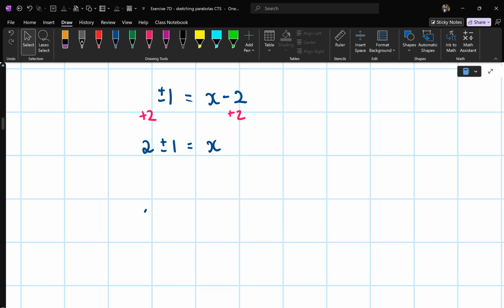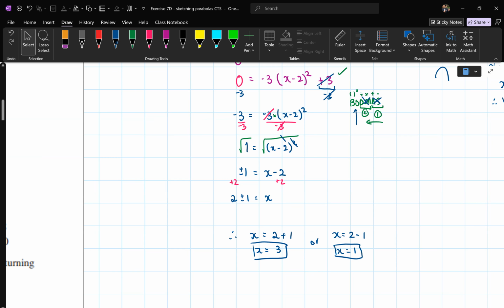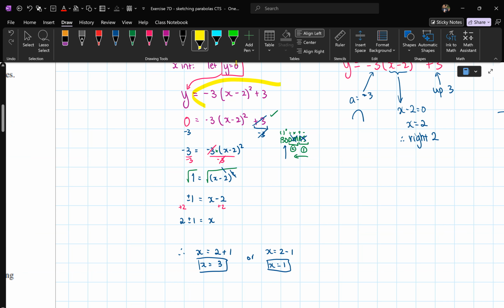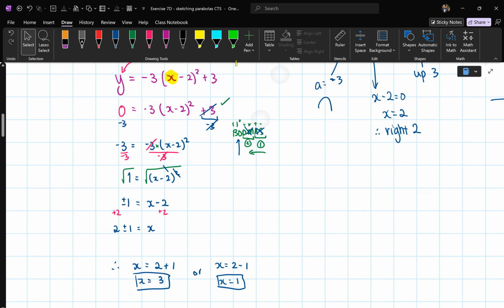So that means there are 2 possibilities for x. X could be 2 plus 1, which is 3. So x could equal 3. Or x could be 2 minus 1, which is equal to 1. There you go. So inverse operations is the best way to solve this when you have a turning point form. And the best way to figure it out is how many x's you got. If you only got 1 x, the best way to do it is to do inverse operations. Okay?